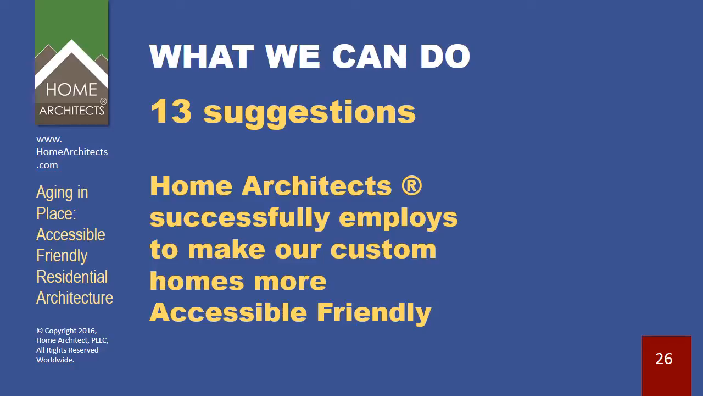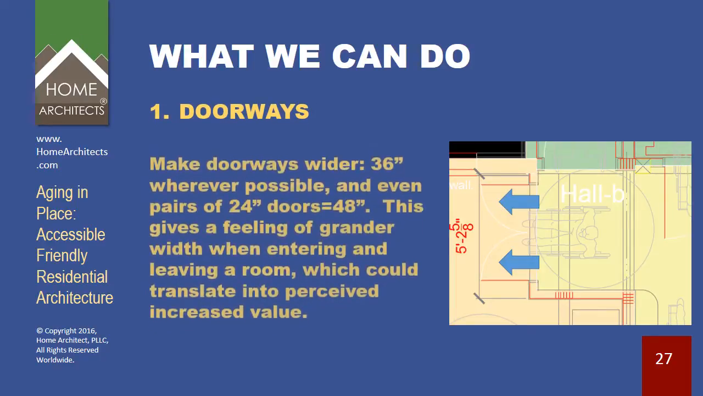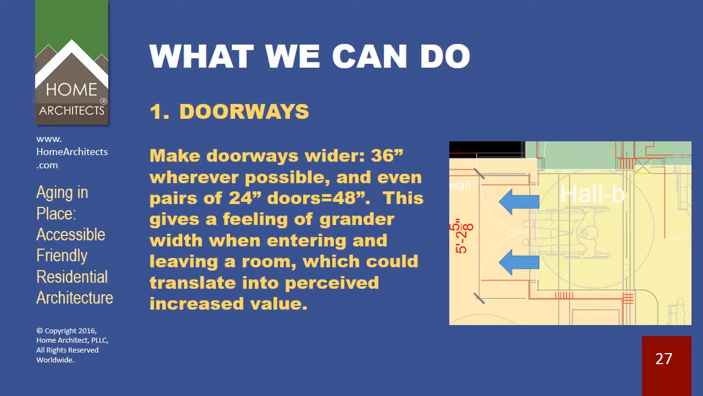Home Architects, my company, has 13 suggestions to successfully employ that will make your custom homes more accessible friendly. 1. Doorways. Make doorways wider, 36 inches wherever possible, and even pairs of 24-inch doors equaling 48 inches. This gives a feeling of grander width when entering and leaving a room, which could translate into perceived increased value. Increased cost is negligible, and if you're a developer or a contractor that's building a home for resale, this might help you sell your home more readily because it feels nicer.